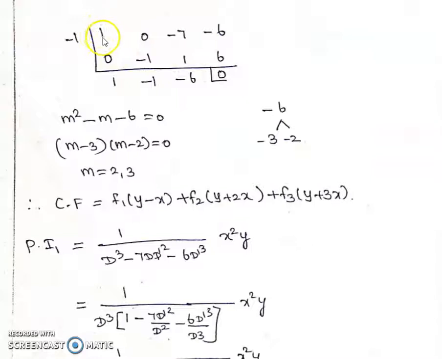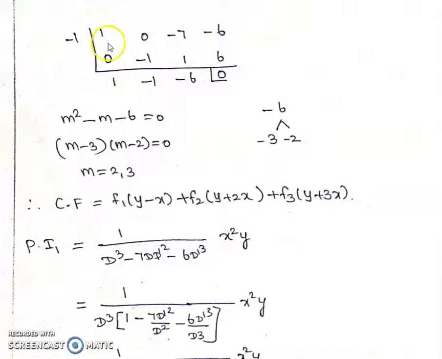The coefficient of m³ is 1. The coefficient of m² is not there, so in that place put 0. Then the coefficient of m is -7, and the constant value is -6. Here if you substitute m = -1, the equation is satisfied, so we consider that value -1. Here the first value always is put down as it is.